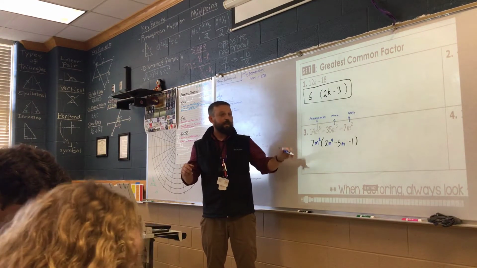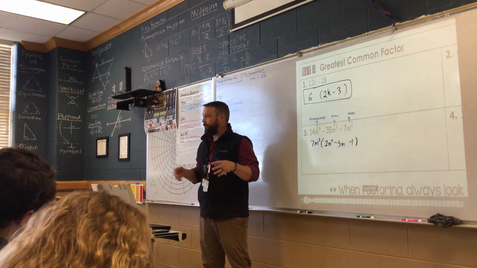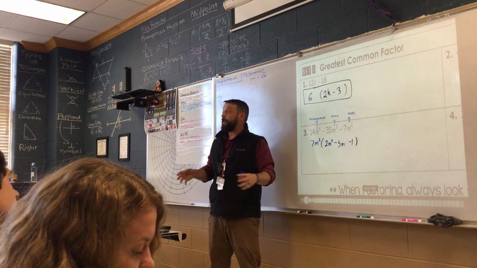Now, I don't circle it yet, just like I did up here. I check the 2, the 5, the 1. Do they have a GCF at all? Other than 1, right? That's how I know I'm done. I can't break it any further.